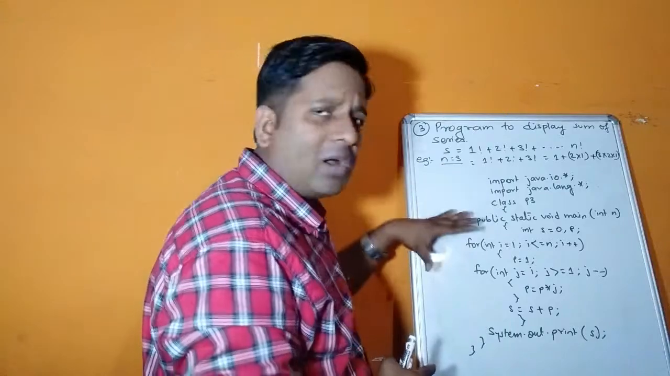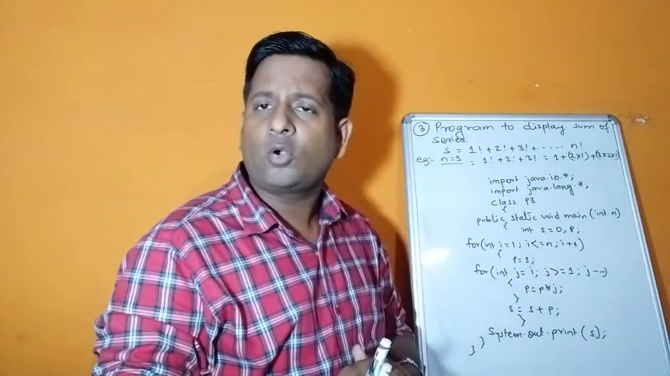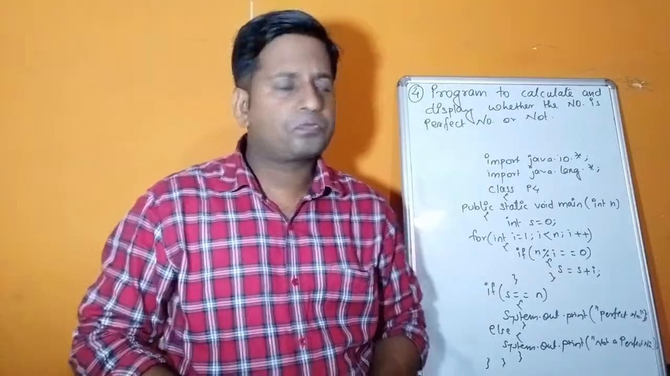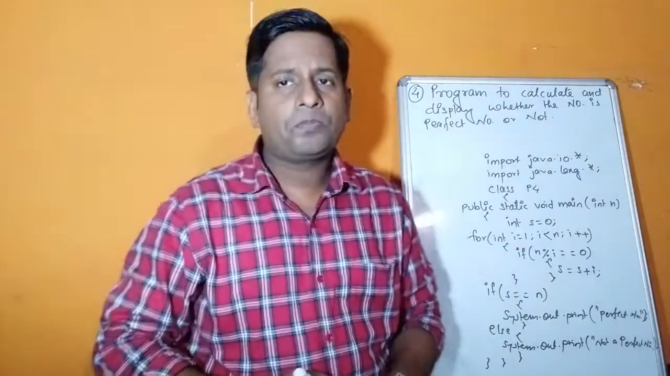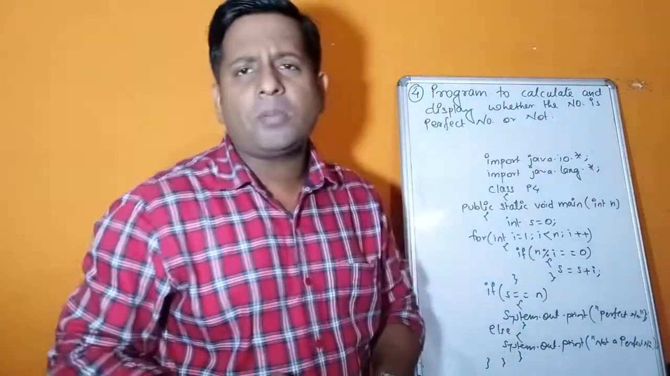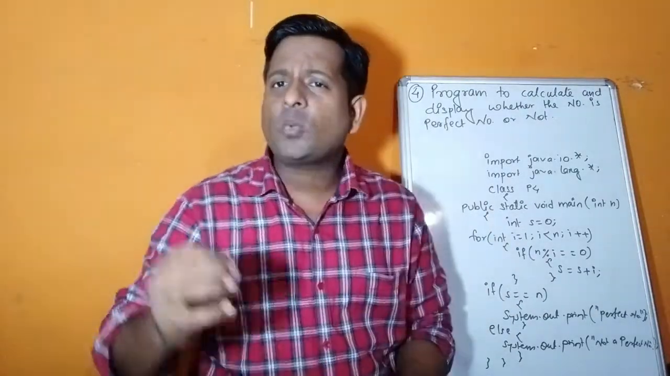So children, this was our third part. Let us move to the fourth type of program. The fourth type of quotients is based on the number type. Program to calculate and display whether the number is a perfect number or not. So first let us understand what is a perfect number.